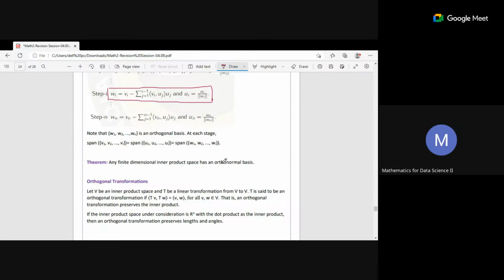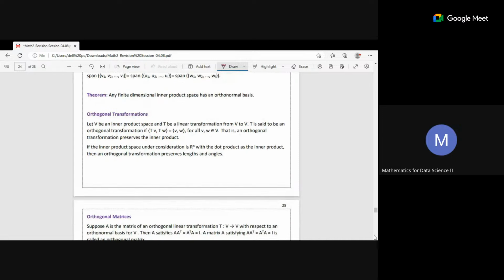Fine. So the next concept is what is an orthogonal transformation. A linear transformation is called orthogonal if this condition is satisfied: the inner product of TV and TW is equal to the inner product of V and W. That is, an orthogonal transformation preserves the inner product. So what happens if you are considering the usual dot product? You know that the length and angles are preserved. Remember this property, that lengths and angles are preserved when you are considering a dot product.